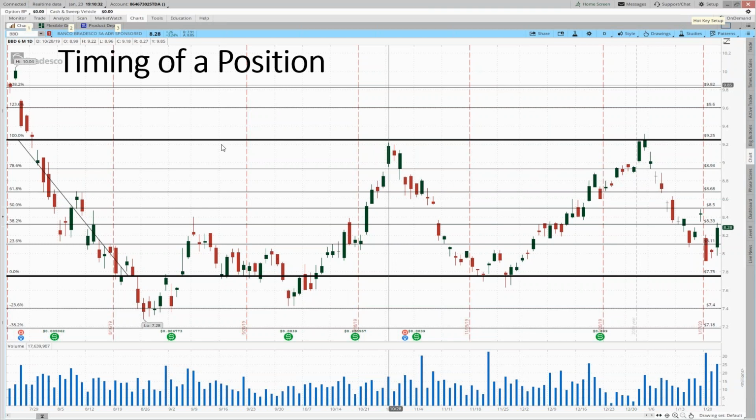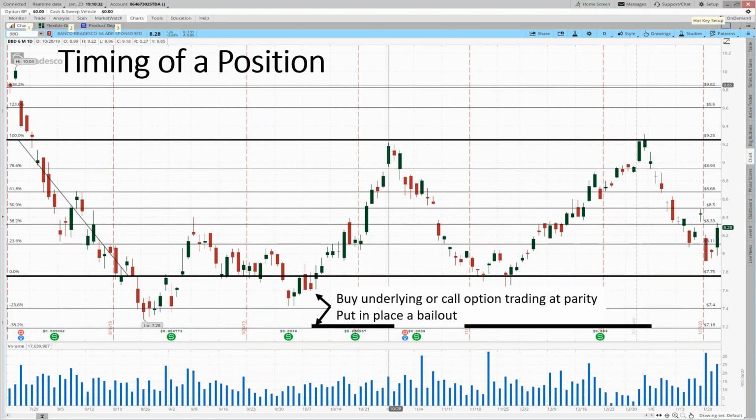When we have been giving presentations in the past, we've been talking about, well, what do you do, and this is a ticker called BBD, what do you do when you want to sell premium on a sideways channeling stock? Well, you could buy an underlying symbol, or you can buy a call option trading at parity, and then you put in place a bailout strategy. Then once it hits a top, you sell your near-term call option. That puts an exercise price. That's what this red line explains. And at the same time, you protect your position with a put option that's 3 to 6 months out.